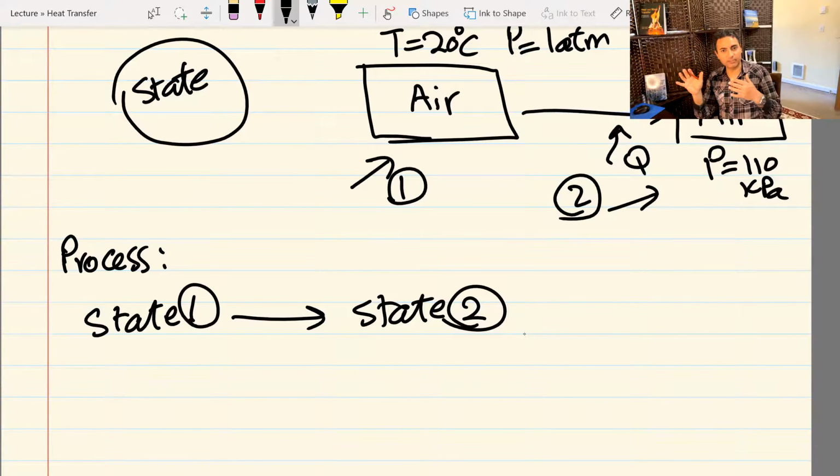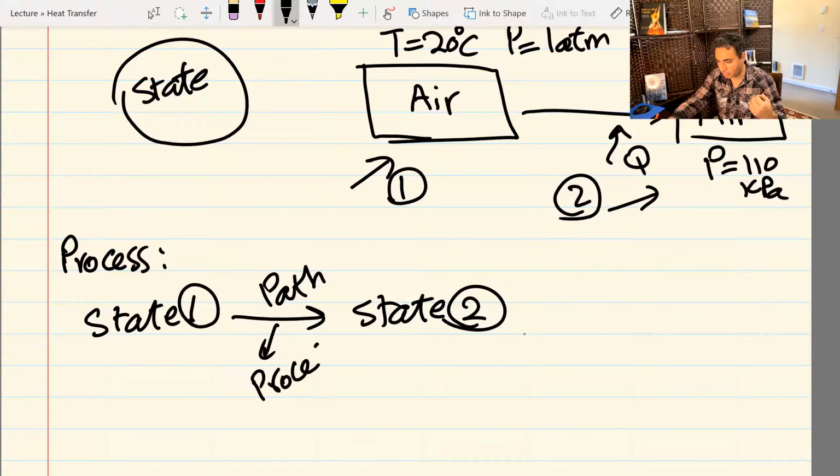So we define the system, we define the properties, right? We define the state, any combination of properties. Now, if you go from one state to another state, the path that you took, this path, is called the process. Now, if you remember from, again, thermodynamics, we had some processes like isothermal processes, right? Which is the temperature doesn't change in that process. Or isobaric processes, pressure stays constant. Or constant volume process, where the volume is constant, but other things change.